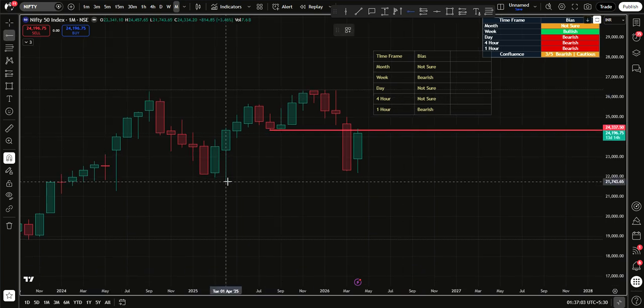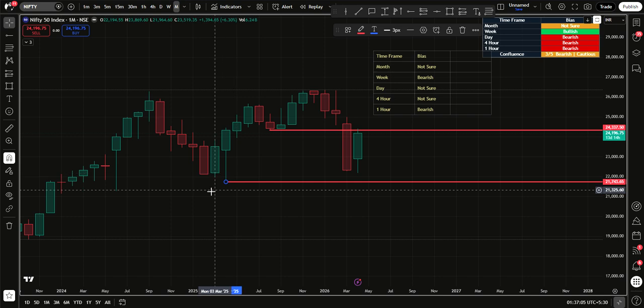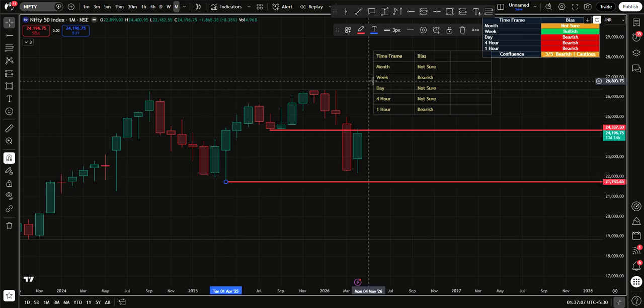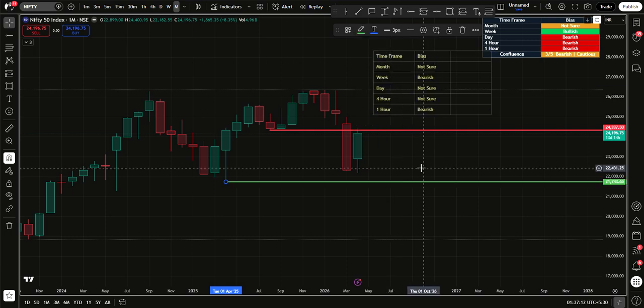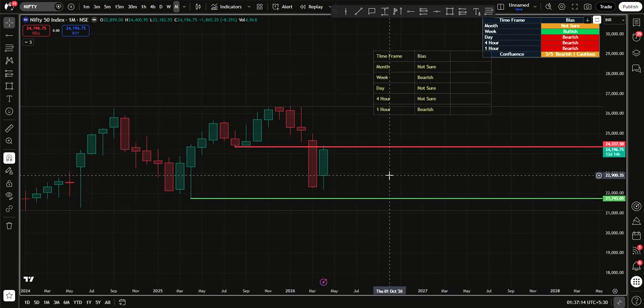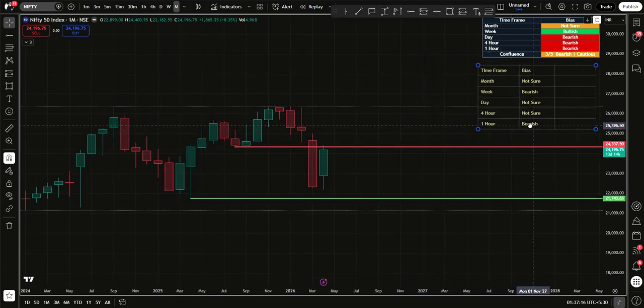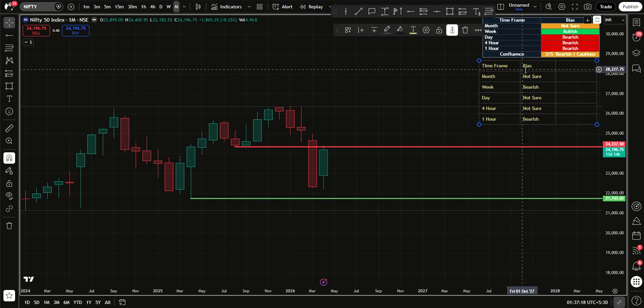And the last station of the bias is this swing low that was in April 2025. Let me mark it in green. So these are the only two important levels on a monthly time frame. We just move this here. So the bias is not sure.